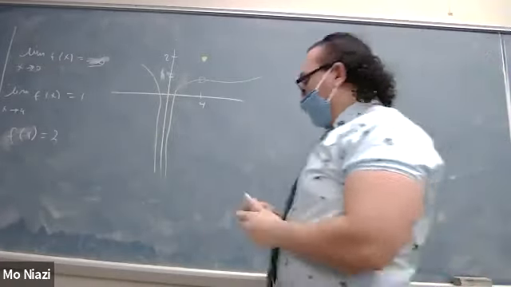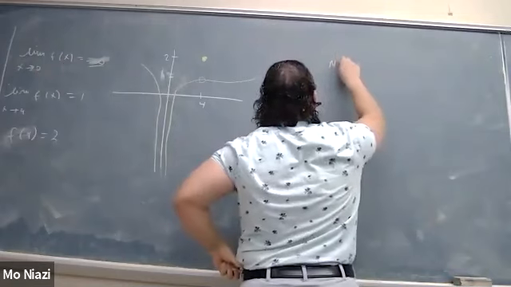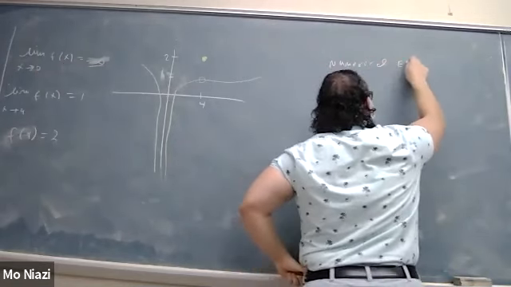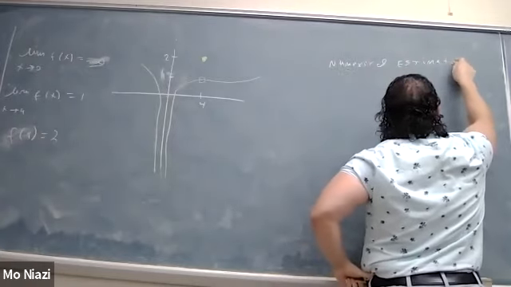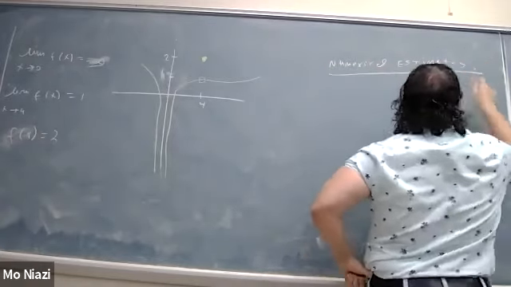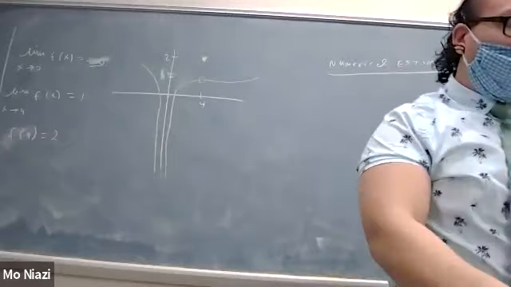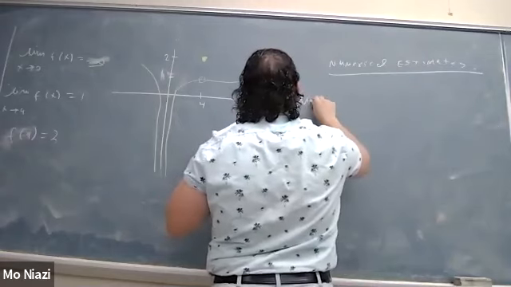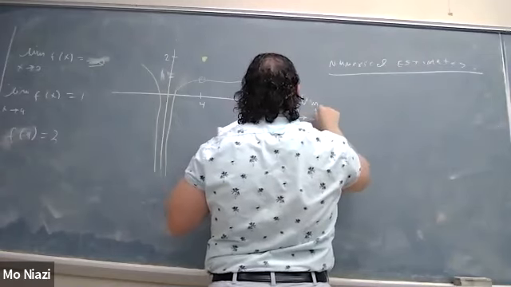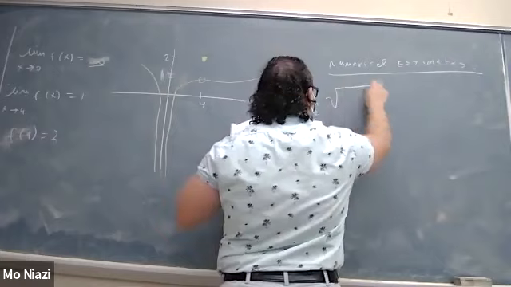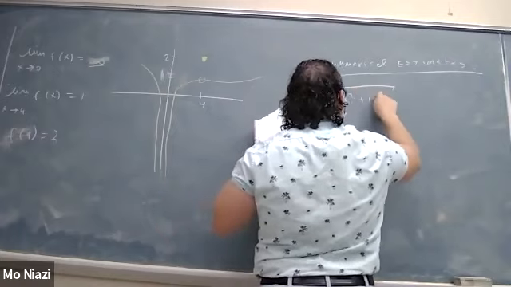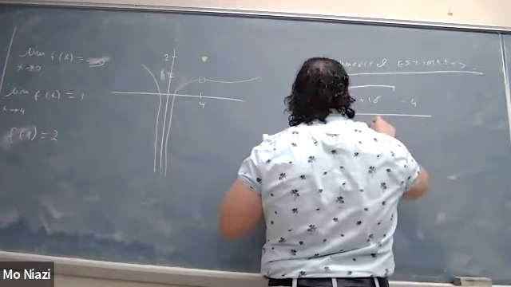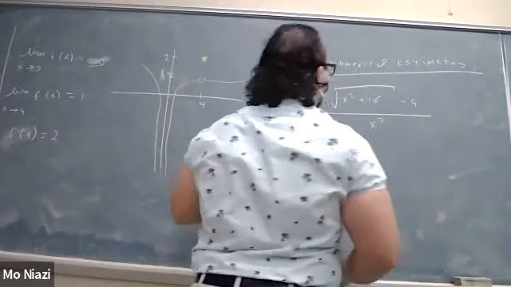Okay, now let's do numerical estimates. Let's say we want to numerically estimate the value of the limit as x approaches 0 from the right of the square root of x squared plus 16 minus 4, everything divided by x squared. What does this equal?